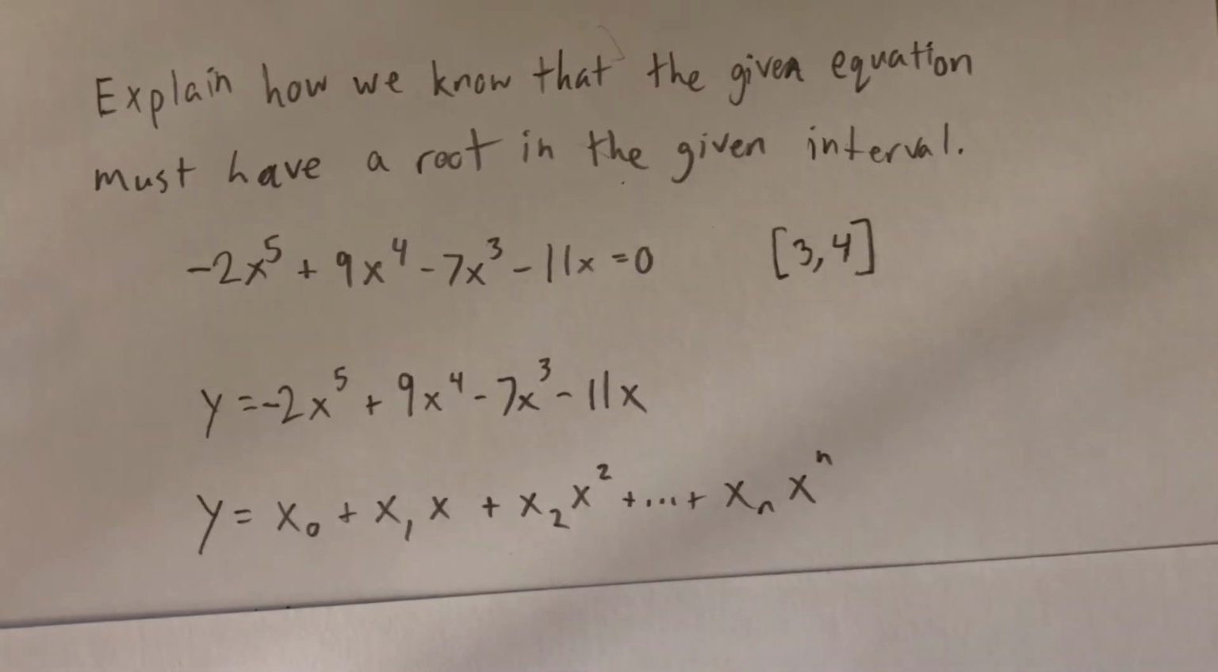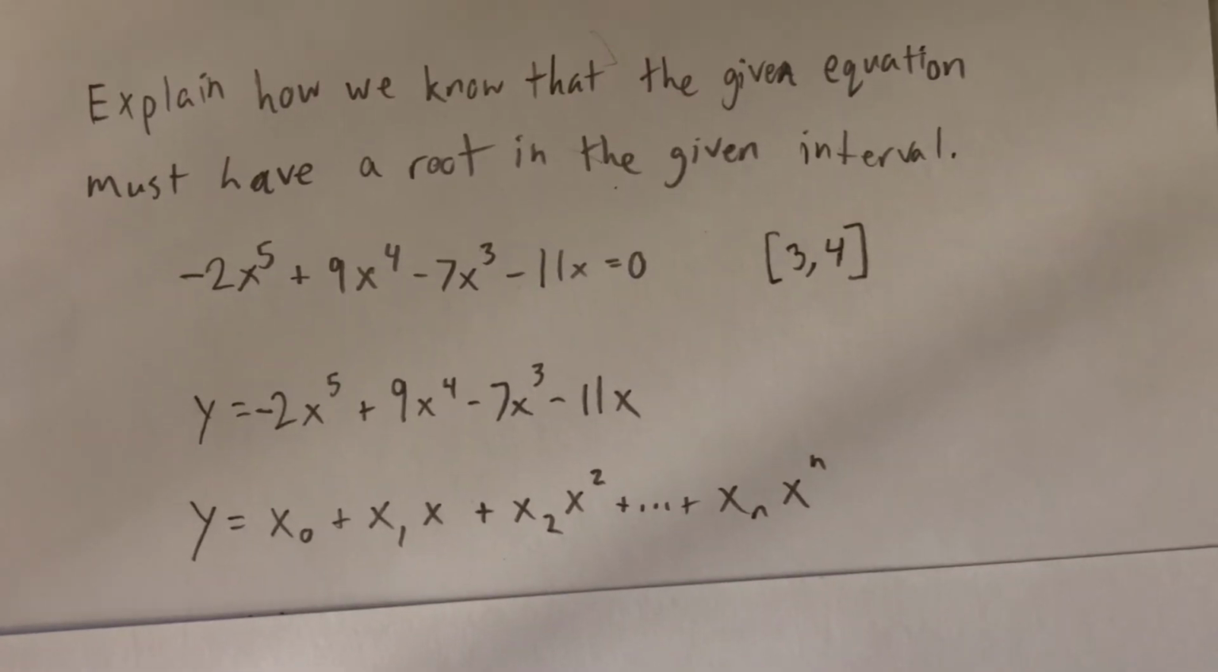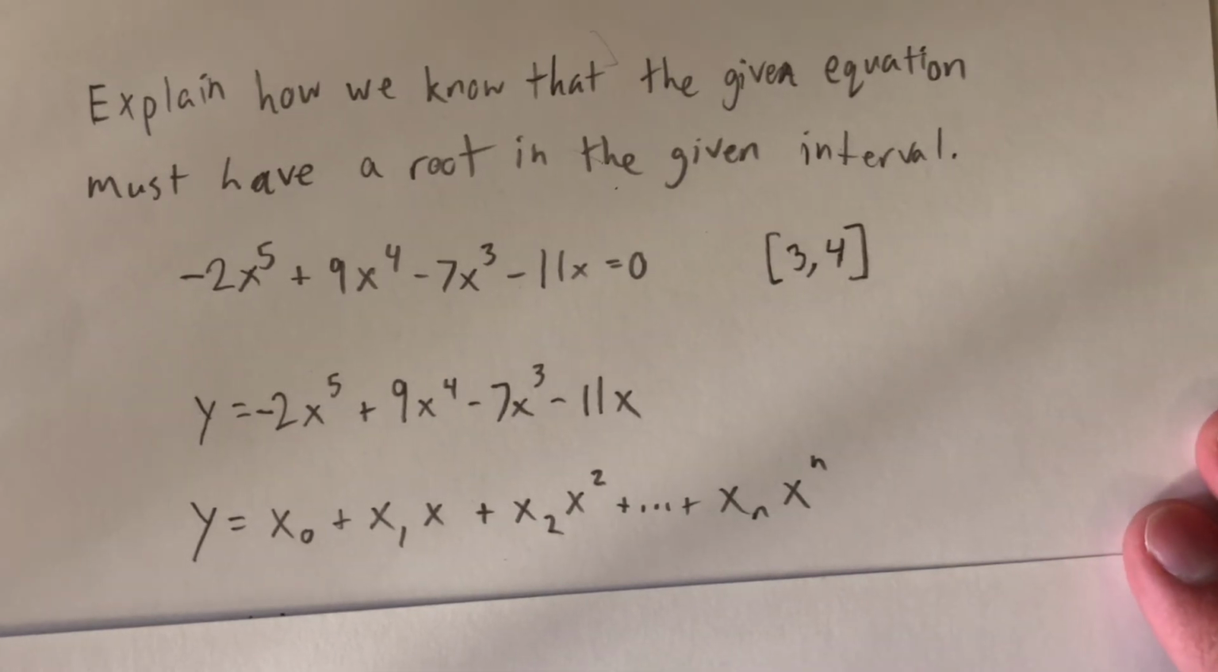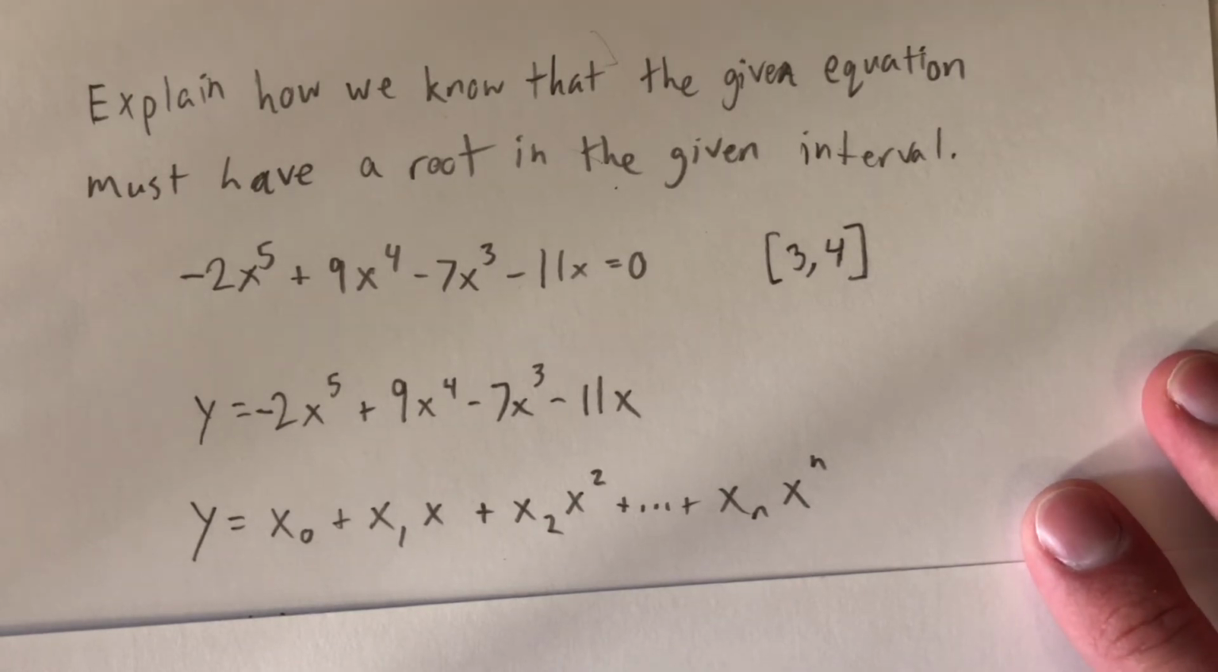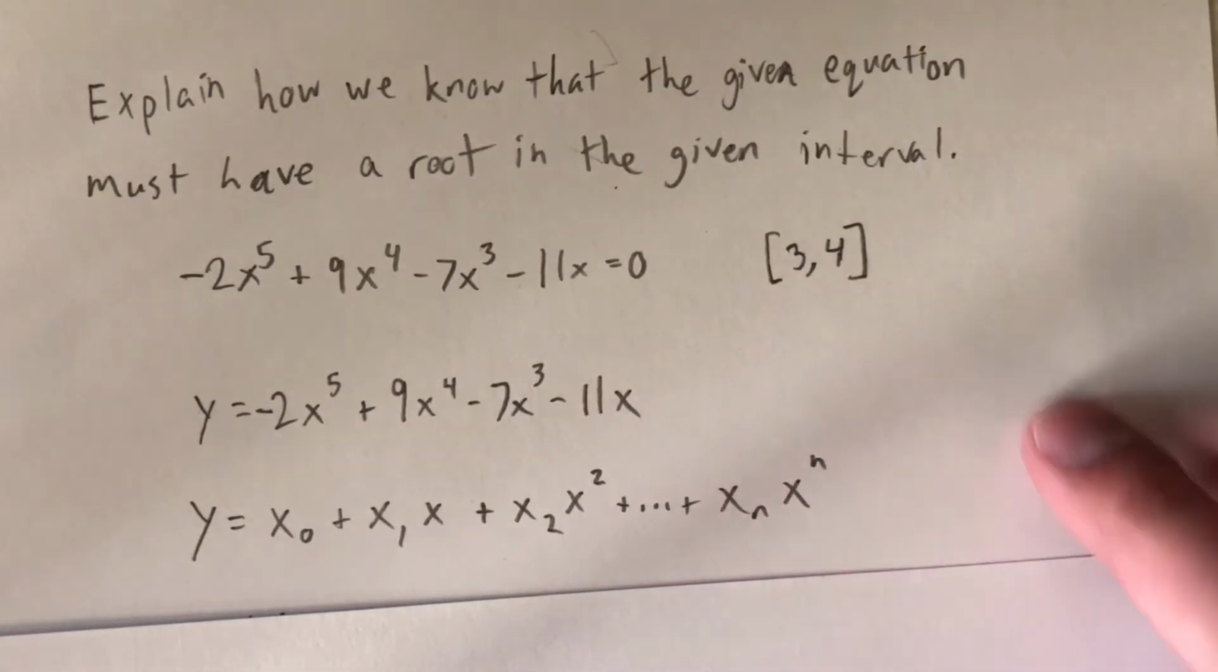Well, one thing that we know about polynomials that's pretty interesting is that they are continuous everywhere. They're continuous for any x value. What that means is, if we're trying to show that there is a place where this function crosses 0 between 3 and 4, if we know that at one edge of that interval it's above the x-axis, and then at the other edge of that interval it's below the x-axis, it must cross at some point since it's continuous everywhere, since it's continuous at least on this entire interval.